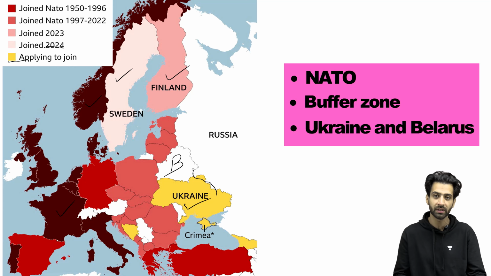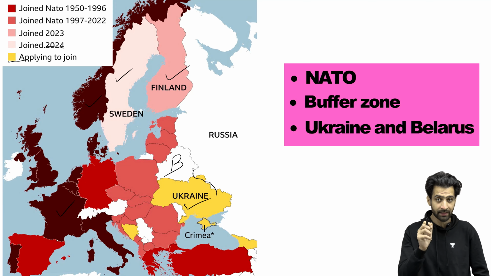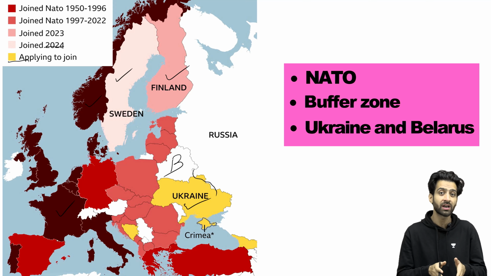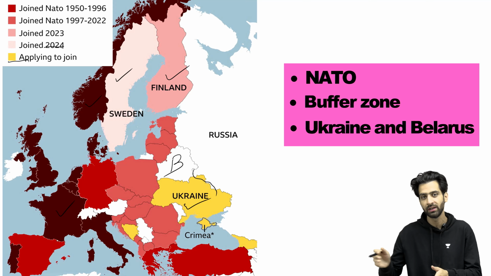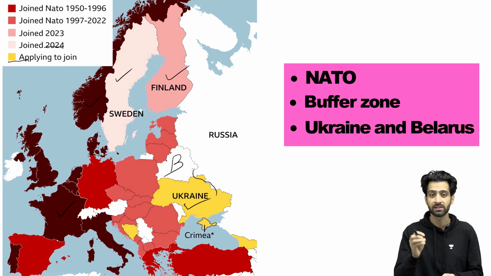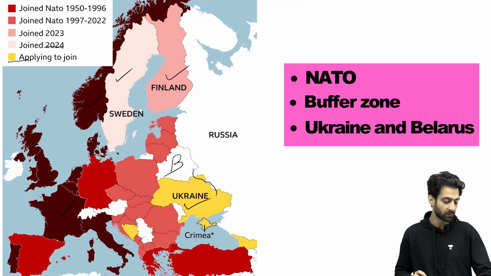It started from a few countries and went to a lot of countries. So now we can say that USA and other nations are trying to go far east, and this has become a cause of concern for Russia. That is number one point.